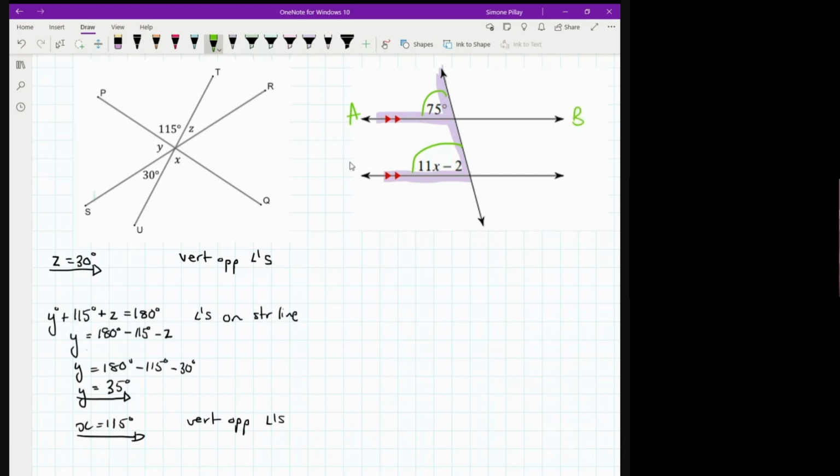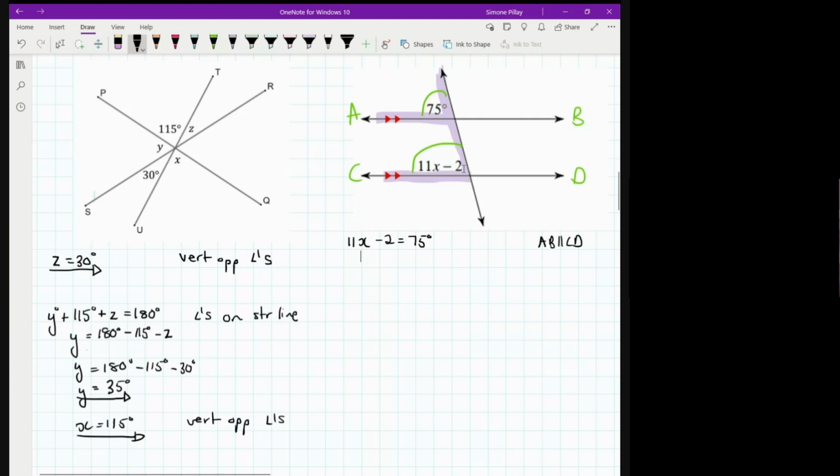Thank you for that. So 11x minus 2 is equal to 75. Hold on, Uma. Why are we saying 11x minus 2 is equal to 75? What made us say that?